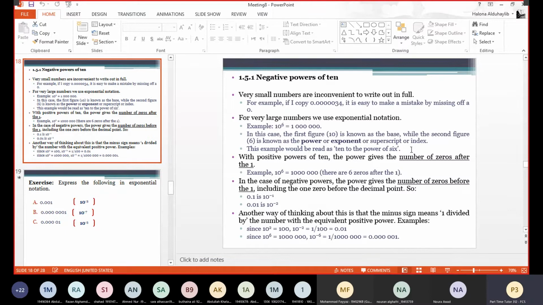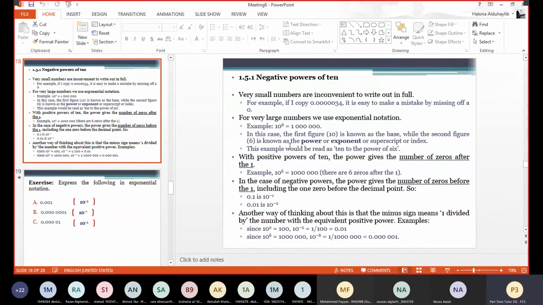Or also we can call it superscript or index. It has different terms to refer to. Choose whatever you want, but you need to understand what it is. This example would be read as 10 to the power of 6. So we can say this is 10 power of 6. 10 to the power of 6.